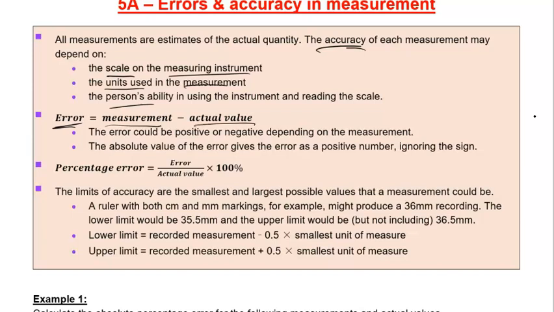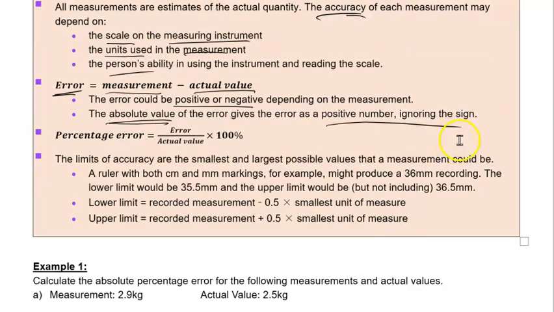So the error could be positive or negative depending on the measurement, and the absolute value of the error gives the error as a positive number, ignoring the sign. So the percentage error is the error, which is the difference between the measurement and the actual value, and we divide that by the actual value. And to make it a percentage, we multiply it by 100%, or 100 over 1.